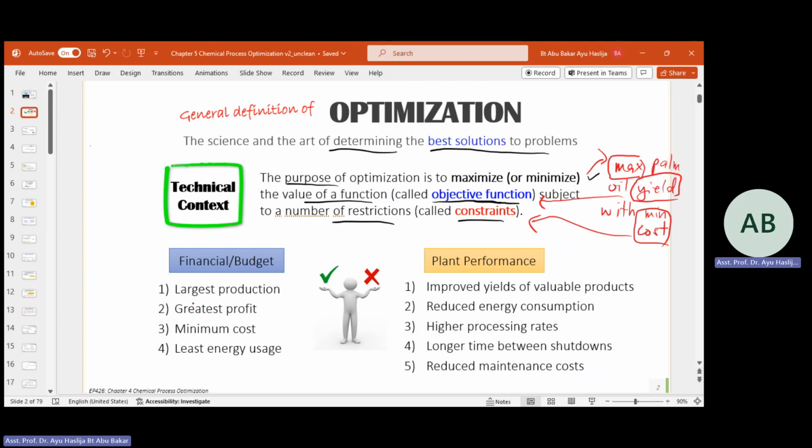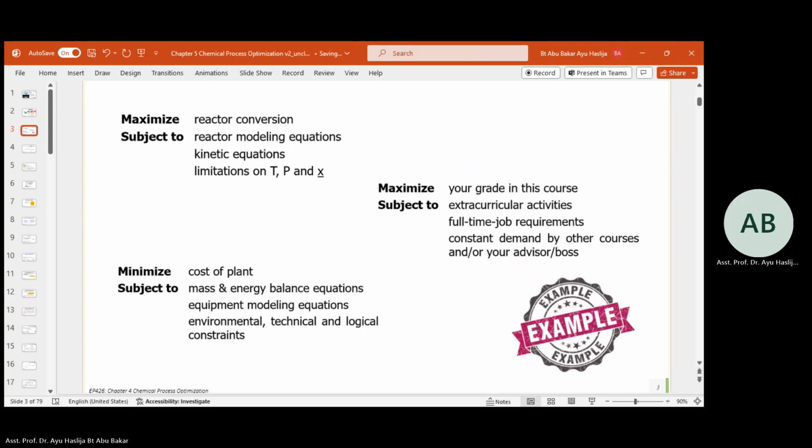Okay, so optimization affects both the financial side and the plant performance. For plant performance, it can improve the yield of valuable products, reduce energy consumption, give higher processing rates, perhaps longer time between shutdowns, and reduce maintenance costs. It can be any of these. Okay, this is another example.